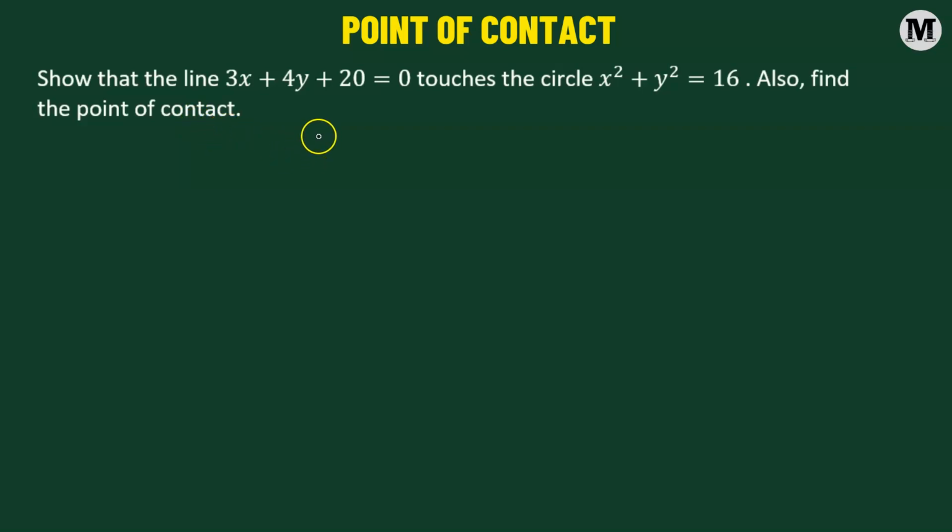Show that the line 3x plus 4y plus 20 equals 0 touches the circle x squared plus y squared equals 16. Also, we'll need to find out the point of contact. Let us begin. So here we'll start with the equation of the circle.